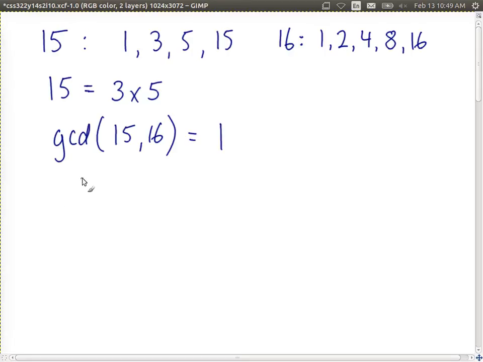So another thing we can say is 15 and 16 are relatively prime. Any two numbers which have the greatest common divisor of 1, we say they are relatively prime. Any more examples needed for that? No, I think you can find divisors easy. Of course, if the greatest common divisor is not 1, it's greater than 1, then they're not relatively prime. They either are relatively prime or not.